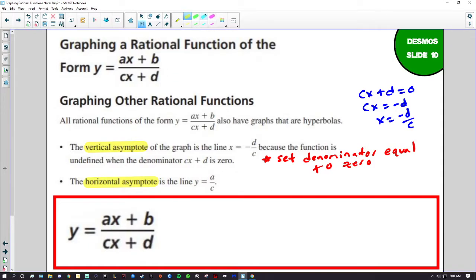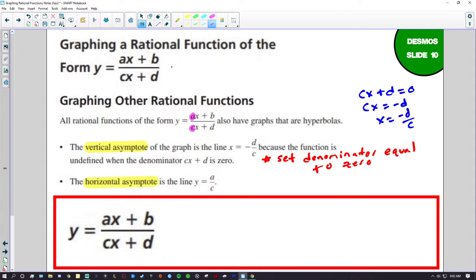So the horizontal asymptote, let me get this highlighter ready, is the line y equals a over c. So a and c are the coefficients of x. So to figure out where my horizontal asymptote is, you just take whatever coefficient is in front of your x on the top, and divide it by whatever coefficient is in front of your x on the bottom. So for example, if a was 2 and c was 1, we'd just take 2 divided by 1, and that would be our horizontal asymptote, y equals a over c.